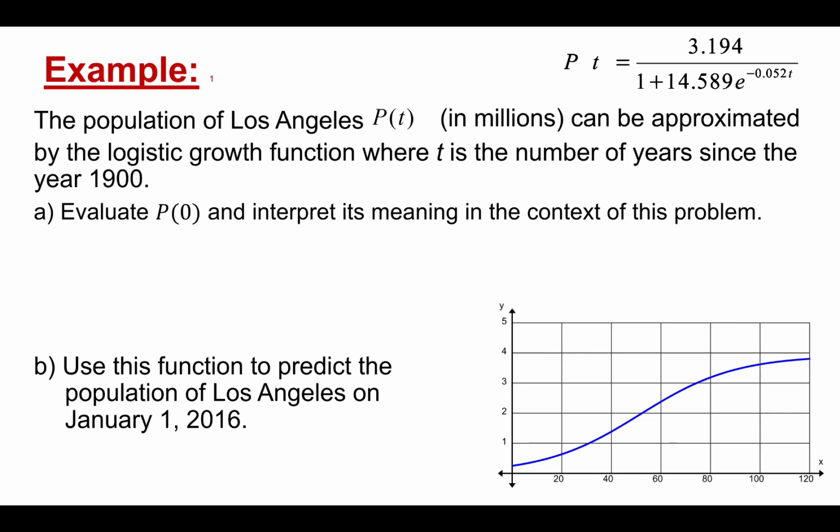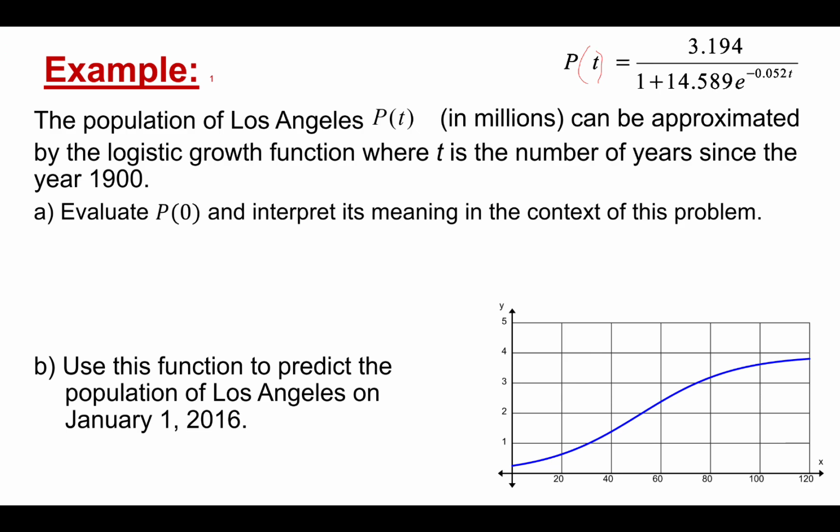This is the population of Los Angeles in millions, and it can be approximated, and that's up in the top right. Again, that didn't show the parentheses. That's weird. By a logistic growth function where t is the number of years since 1900. So this is using it since 1900, and it wants us to evaluate if we put in P of 0 and interpret that meaning.